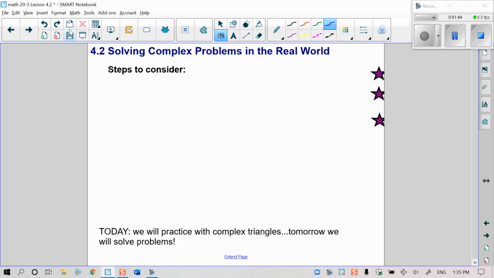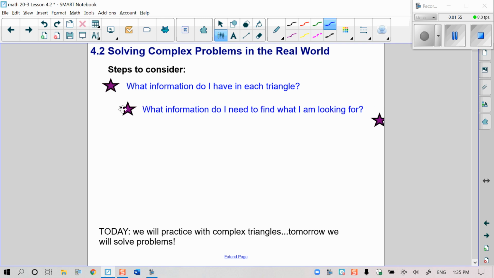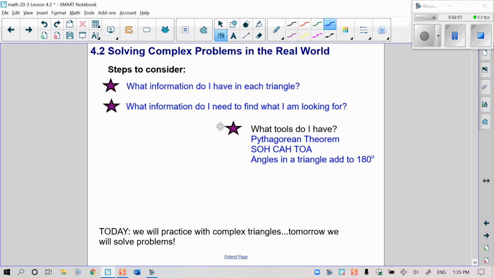So in this lesson, we're going to look at solving complex problems. Some of the steps that I want you guys to focus on when you're doing this: What information do you have in the triangle? Do you have angles? Do you have side lengths? What information do I need to find? Am I trying to find an angle or a side length? And what are the tools that I have to use?